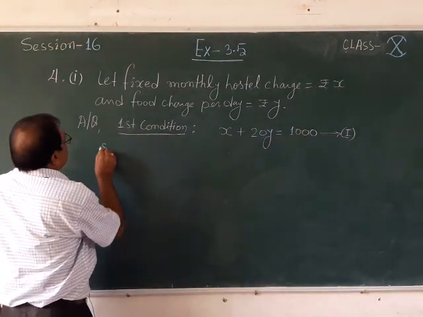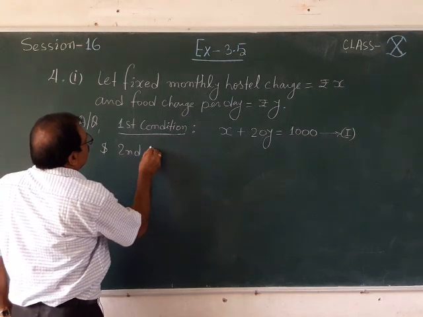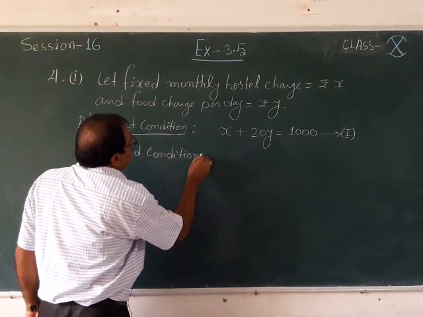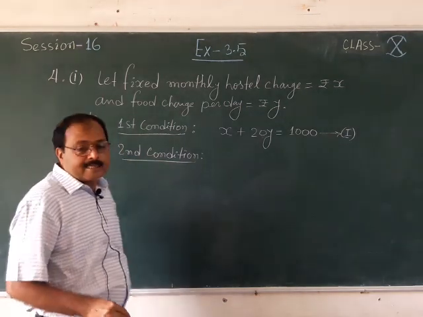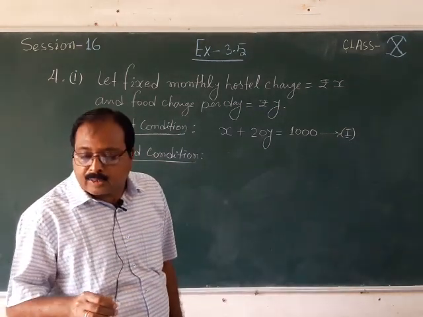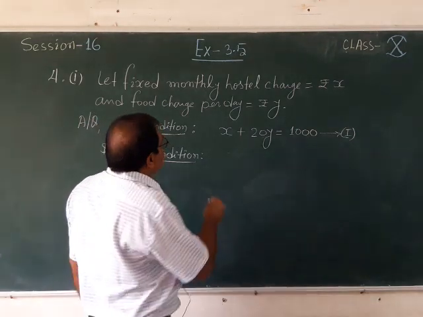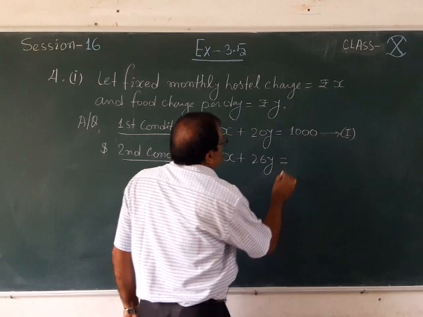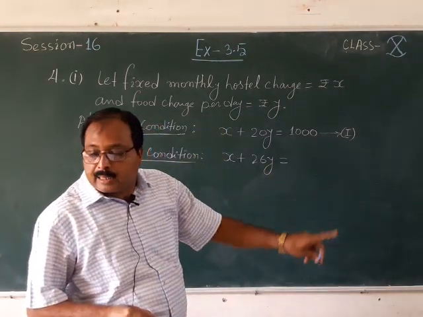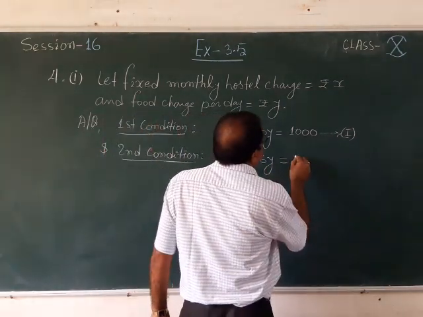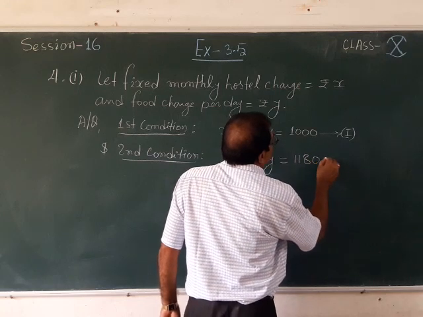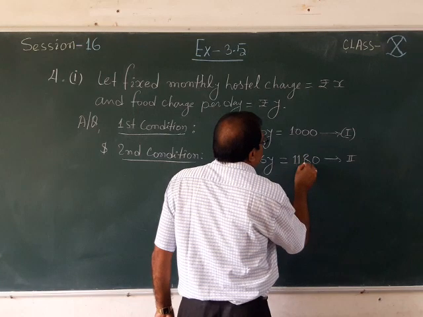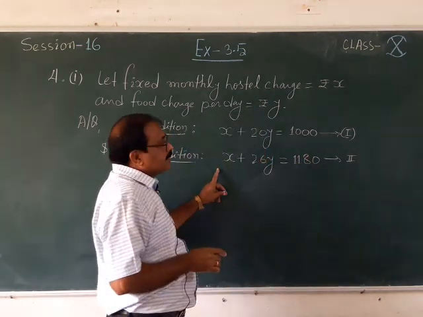And the second condition, what is the second condition? It will give the second equation. A student is staying there for 26 days, that means x is fixed and here 26 into y, and that becomes 1180. This is your equation number second. So two equations you are having, equation first and equation second.